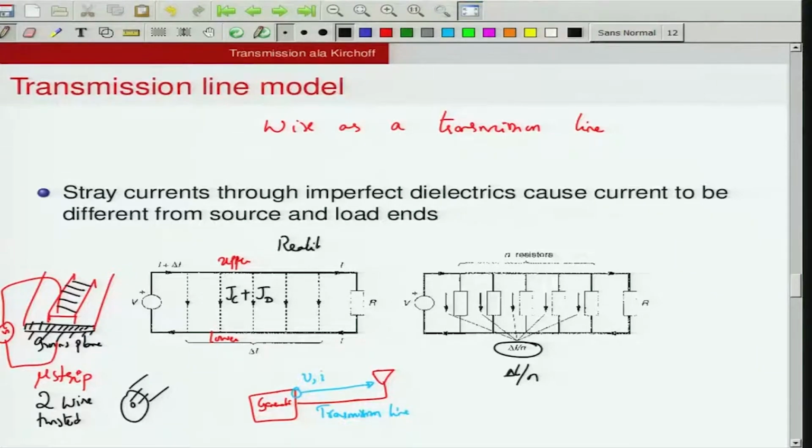This is a 2-wire model that we have, or a 2-wire physical system that we have, and this right hand side is actually a model that is trying to capture this reality. Okay, so the model is that we imagine there are N resistors connected from top surface to bottom surface, or top conductor to bottom conductor, and these resistors are placed at delta L by N, and this delta L will be taken to be much smaller than lambda. Therefore, each of these resistors can be thought of as lumped circuits.